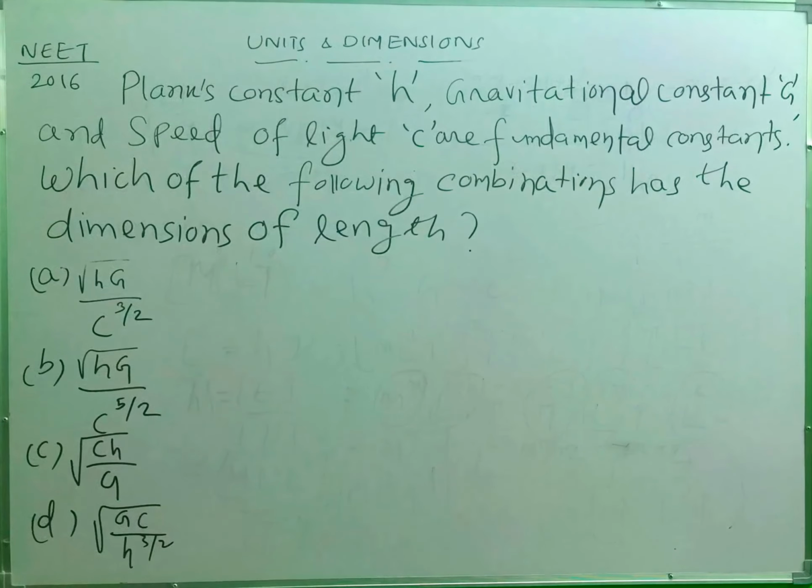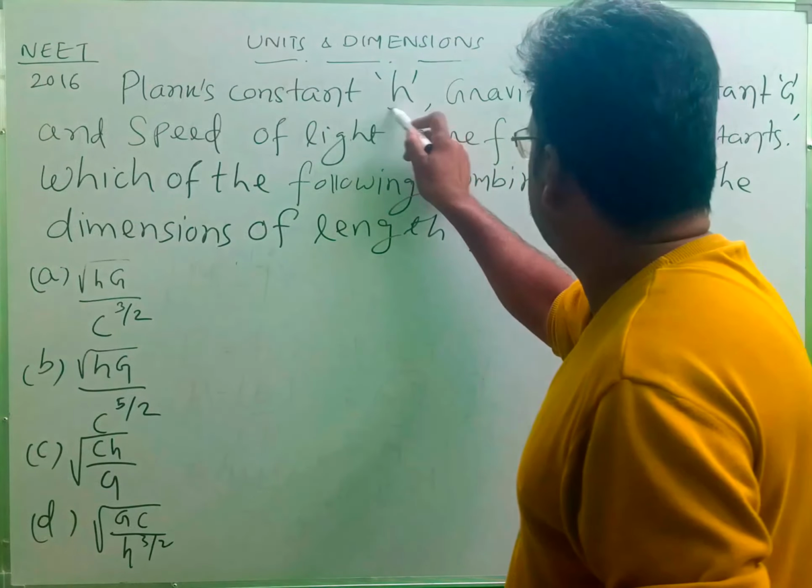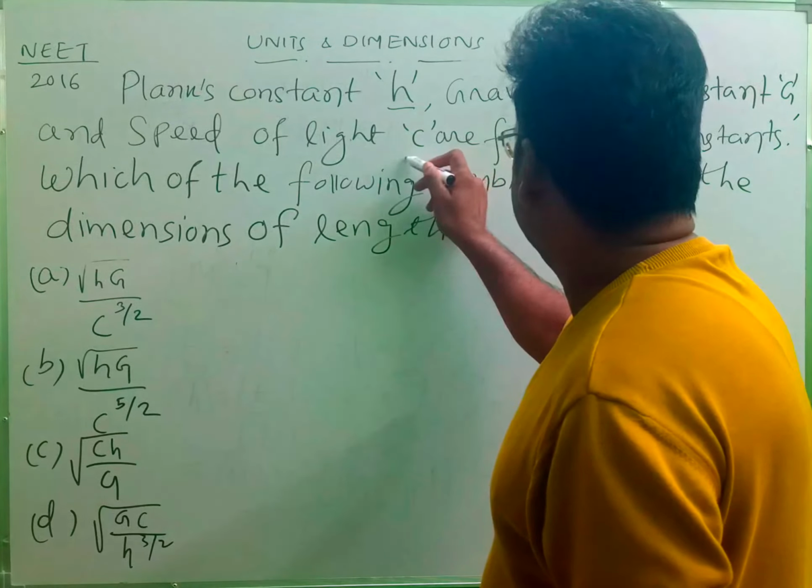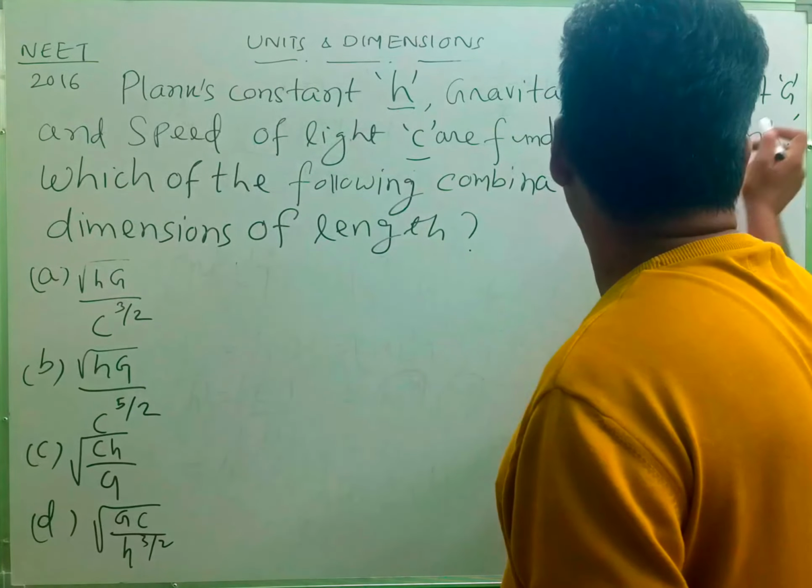Students, this question was asked in the year 2016 in NEET exam from the chapter Units and Dimensions. Planck's constant h, gravitational constant g, and speed of light c are fundamental constants. Which of the following combinations has dimensions of length? Okay, students. Then let us first find out the dimensional formula for h, that of c, and that of g.